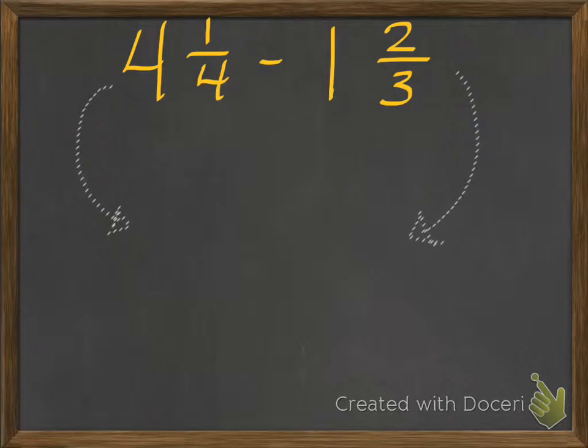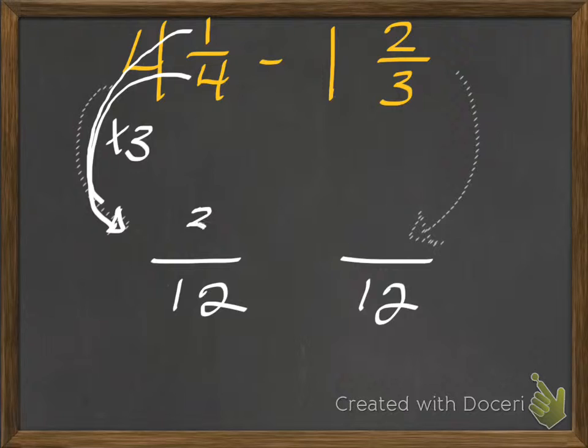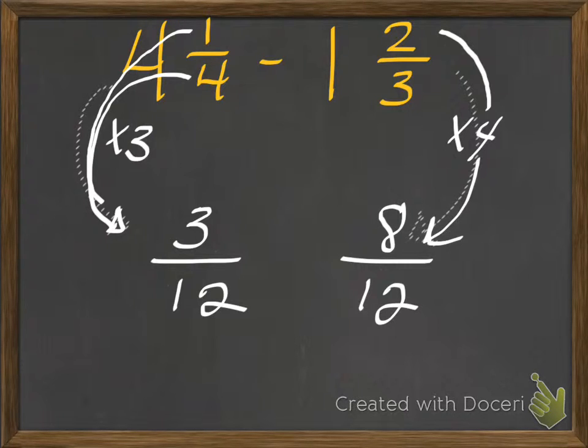So I went ahead and did that. I know that 12 is going to be the least common denominator. So to get from 4 to 12, I have to multiply times 3. Whatever I do to the bottom of the fraction, I have to do to the top. So I'm going to multiply 1 times 3 and get 3. On the other side, I am multiplying from 3 to get to 12. I have to multiply times 4. Whatever I do to the bottom of the fraction, I have to do to the top. So I'm going to multiply 2 times 4 and get 8.